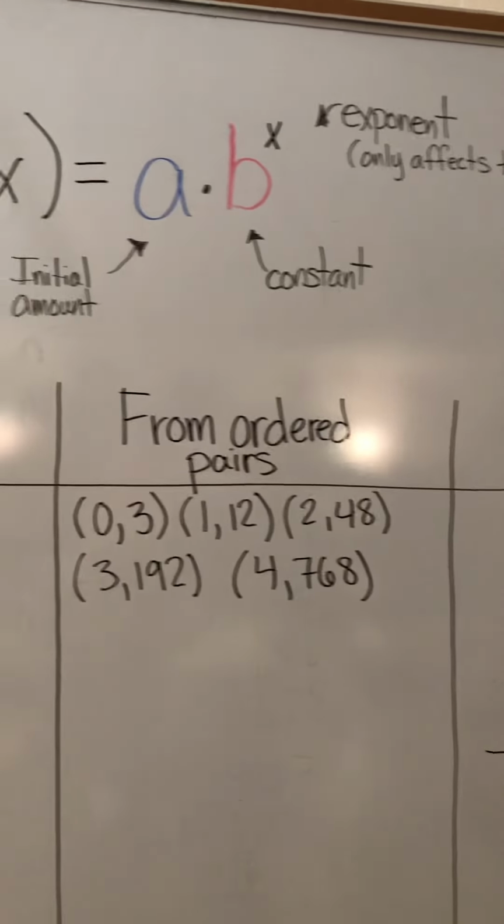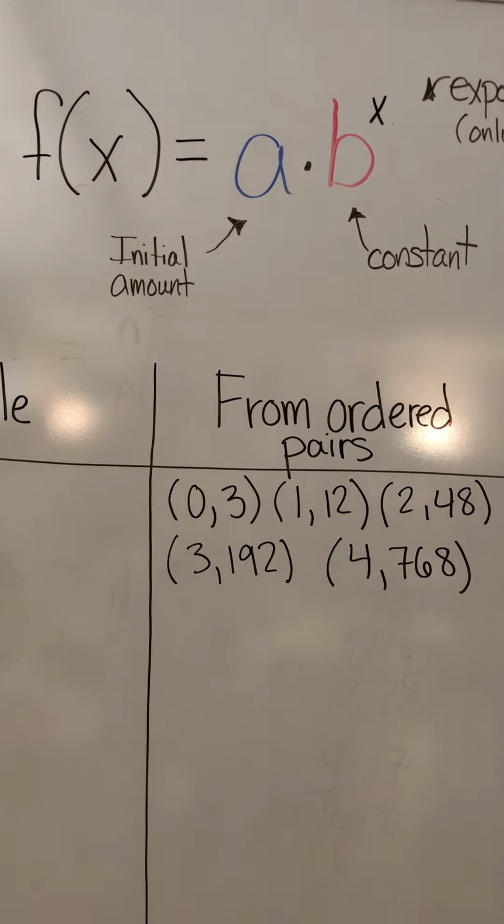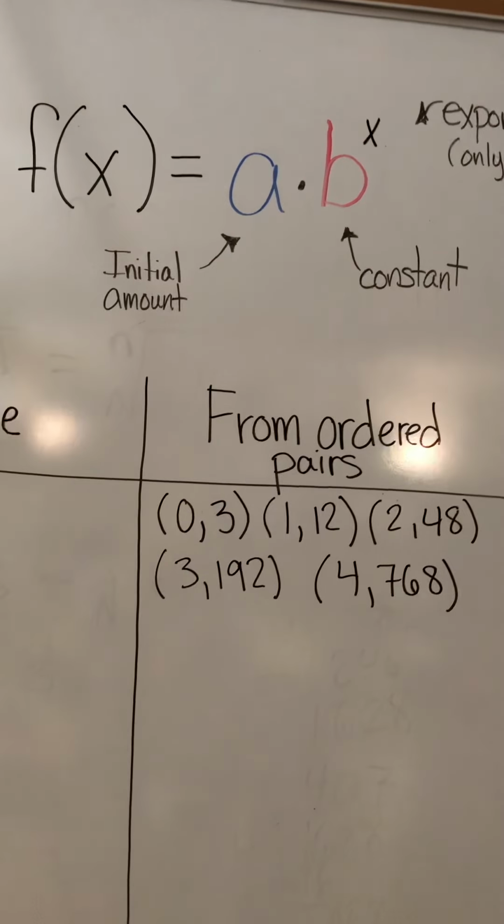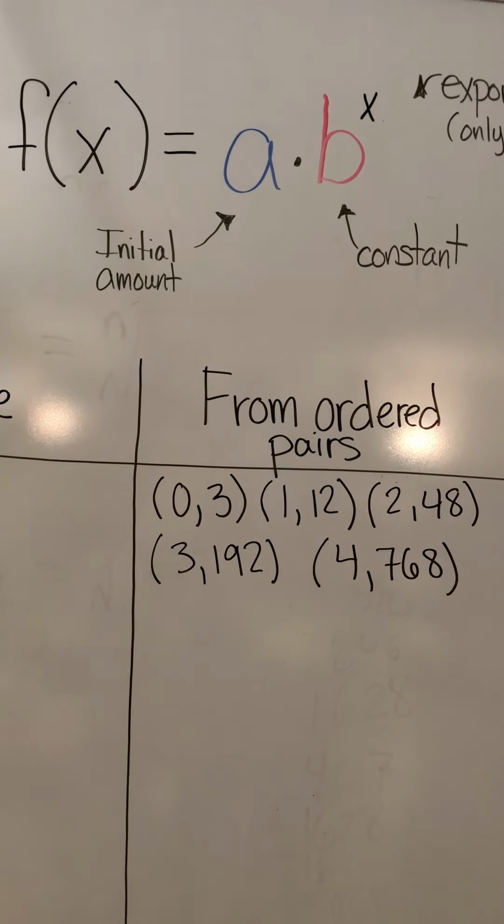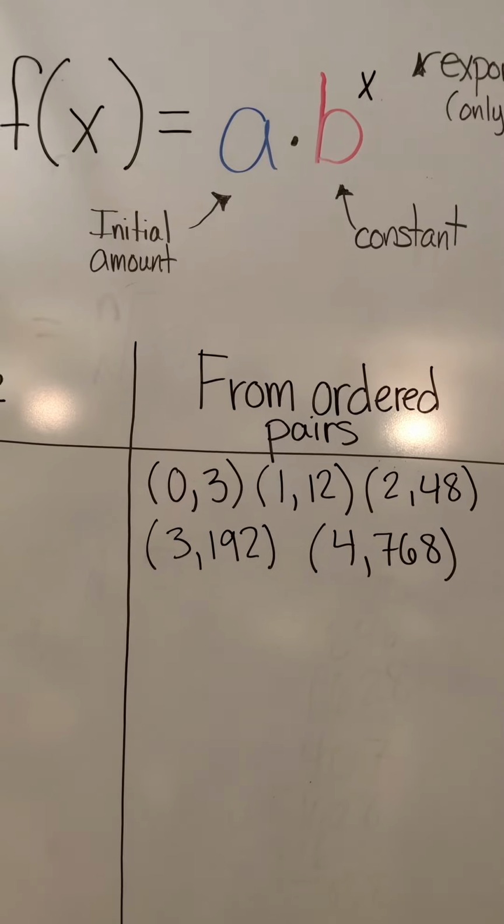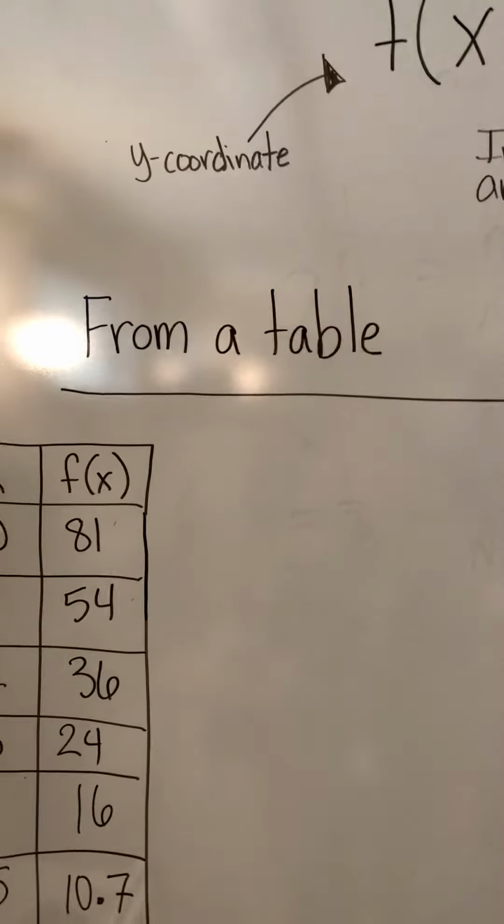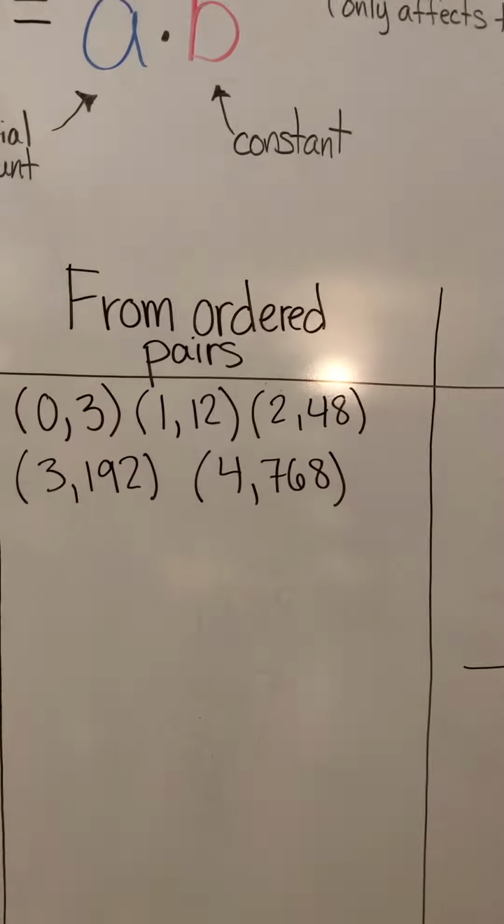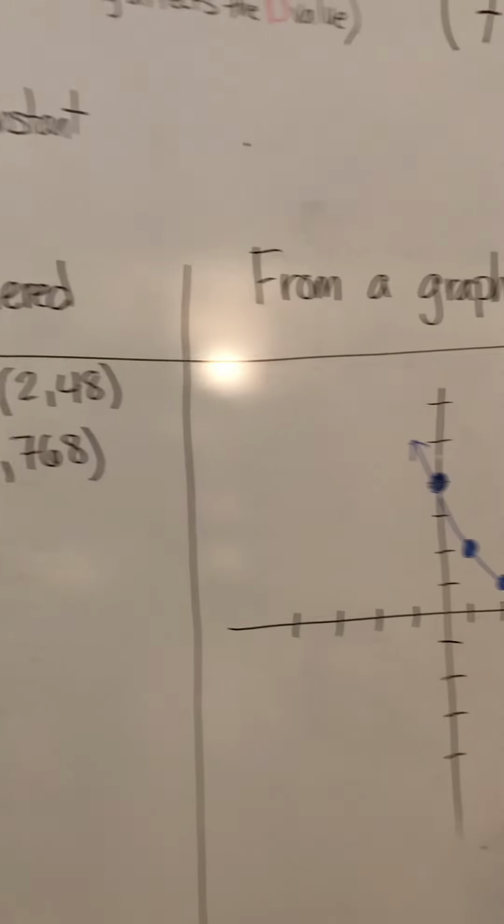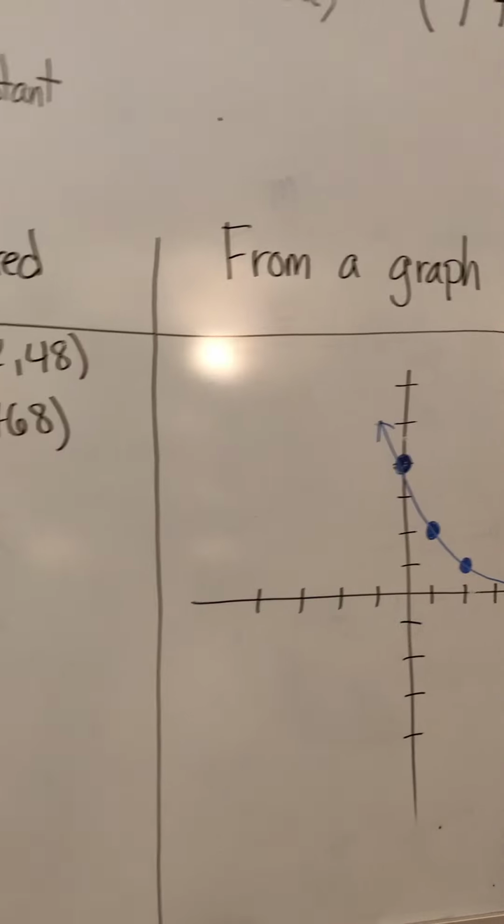So if you had to calculate the y values or the f of x, you have to do b raised to its power, get an answer, and then multiply it by the a. So we're gonna do from a table, from ordered pairs, and from a graph.